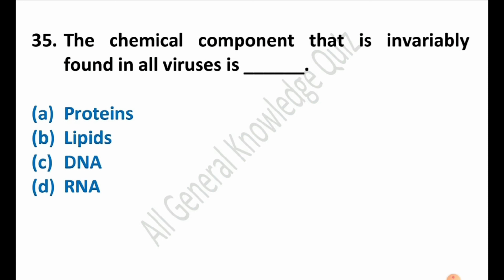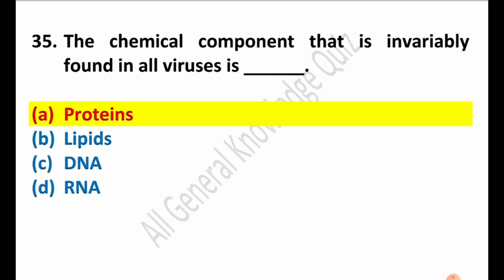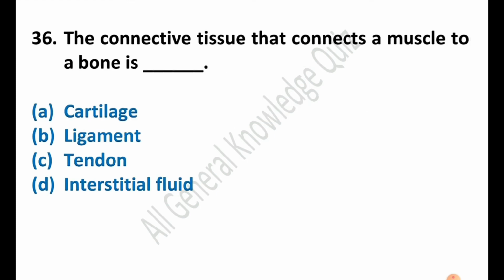Option B, lipids. Option C, DNA. Option D, RNA. The answer is option A, proteins. The chemical component that is invariably found in all viruses is proteins. Question number 36. The connective tissue that connects a muscle to a bone is option A, cartilage.